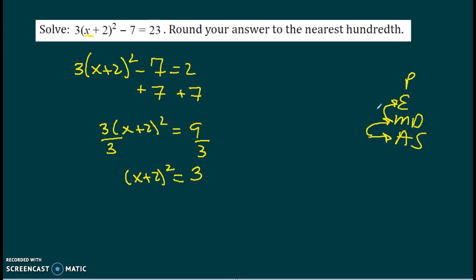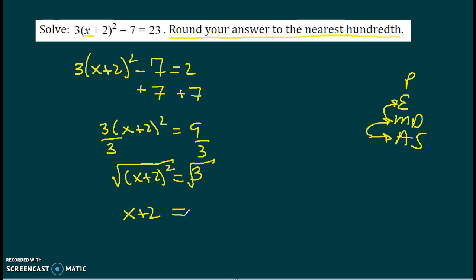I'm going to go up the ladder because I'm solving. I have to get rid of the exponent. This is squared. So the opposite of squaring is square rooting. And here's where, this time instead of giving an exact answer, we're instructed to round to the nearest hundredth. So on the left side, the square and the square root, they cancel. So that means these parentheses are also not necessary. So the left side just becomes x plus 2.